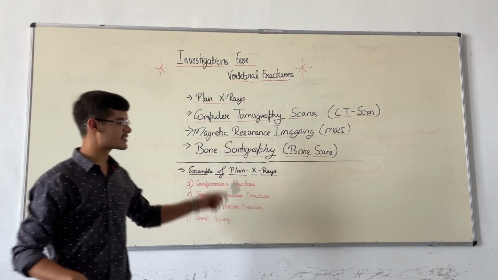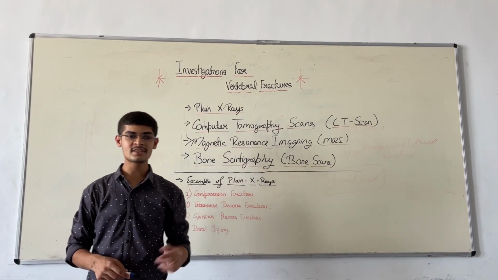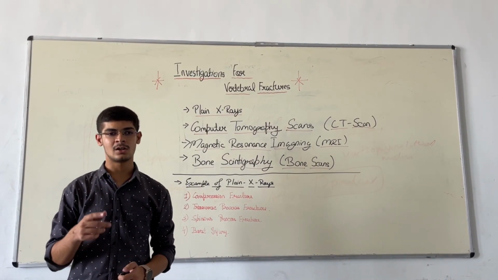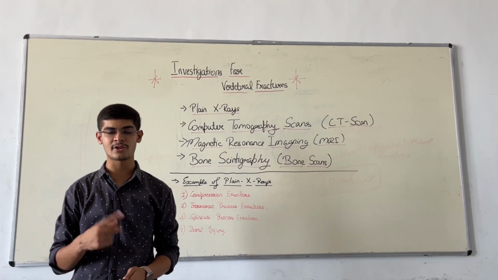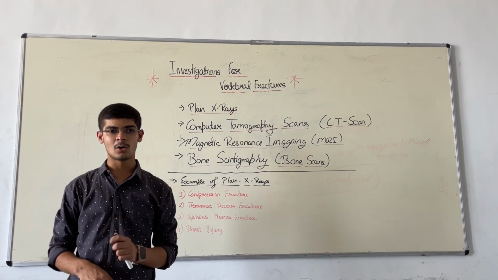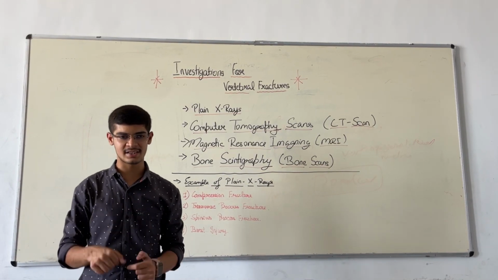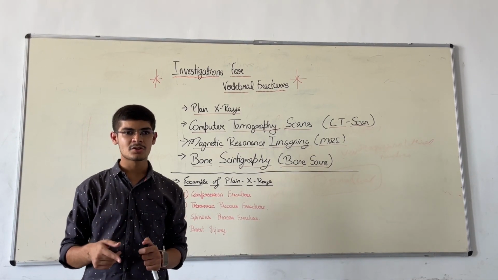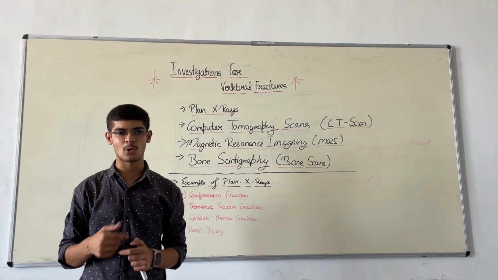The next is bone scintigraphy, meaning bone scans. Bone scintigraphy normally involves injecting a radioactive tracer or dye into the bloodstream, which normally gets accumulated in the area where there is bone growth seen. Usually it can be used for the detection of vertebral body fractures.